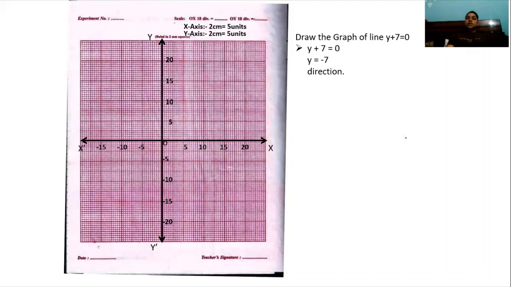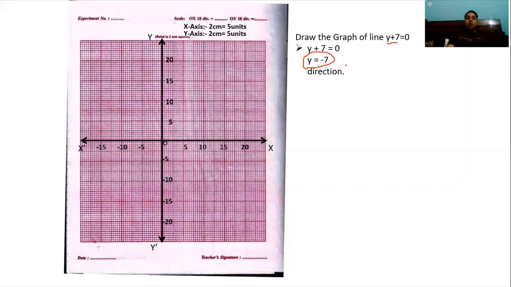Okay, then the same category of question: draw the graph of the line y plus 7 is equal to 0. Now this equation can be rewritten as y is equal to minus 7. Now we have to plot the line y is equal to minus 7. Since we have a fixed value of y, which is minus 7, the value of x can be changed, but the y value will remain the same.